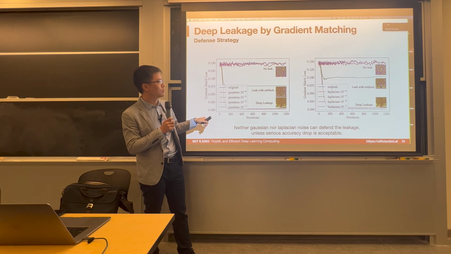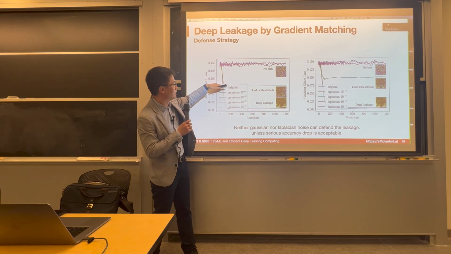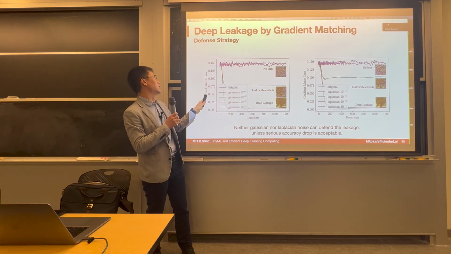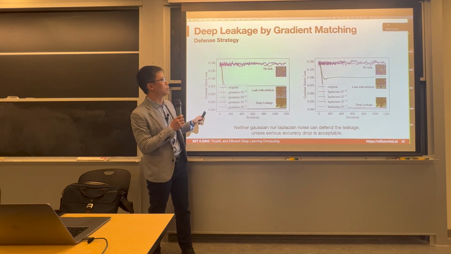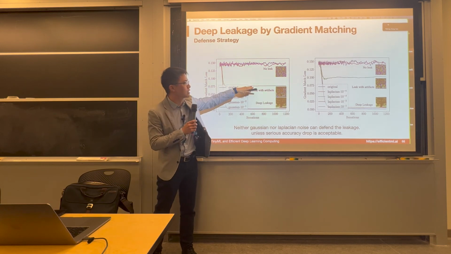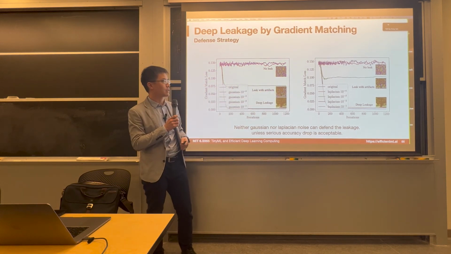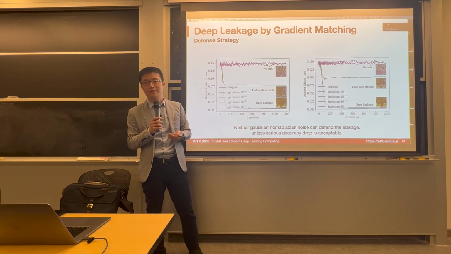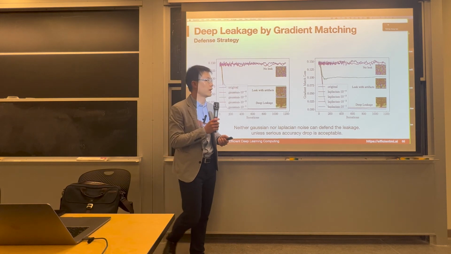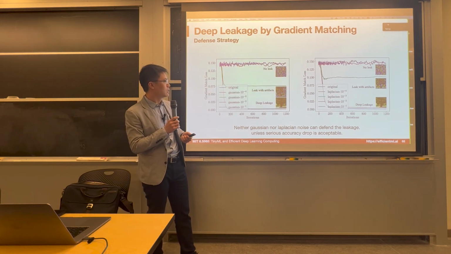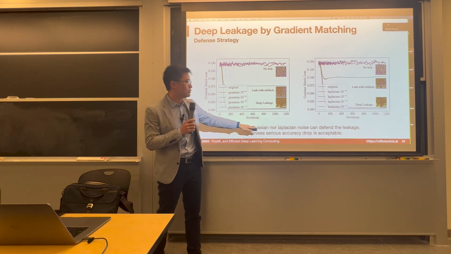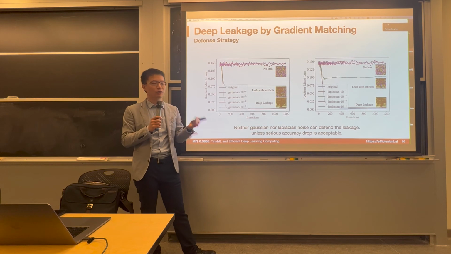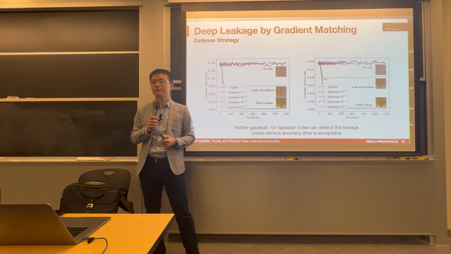Actually, after adding the noise, for example, adding 10 to the minus 3, after a couple of iterations, this is the gradient match loss. We can still leak, but with some artifact, right? So when we are not leaking the information, the accuracy is actually getting pretty bad. So neither Gaussian nor Laplacian noise can defend against the leakage unless we can tolerate a serious accuracy drop.